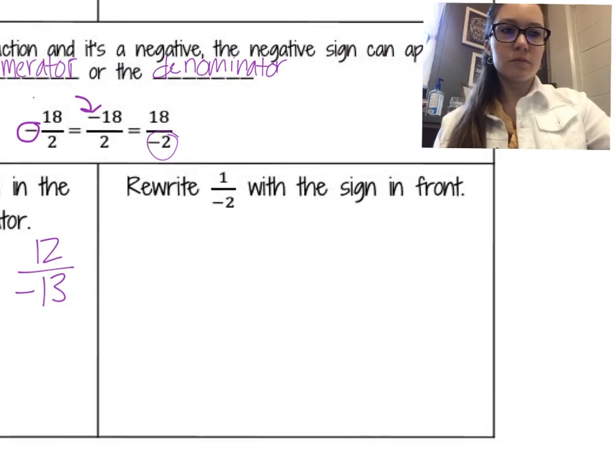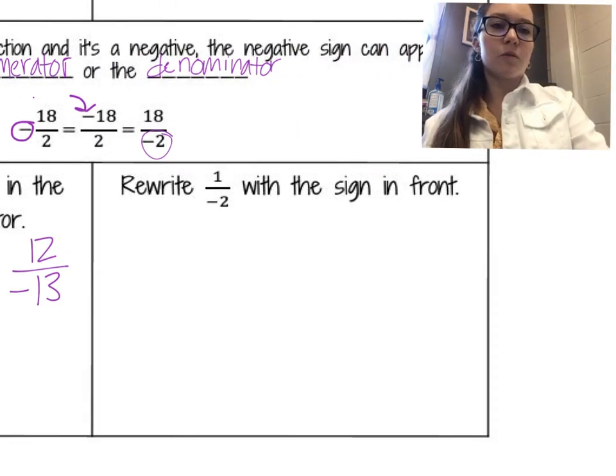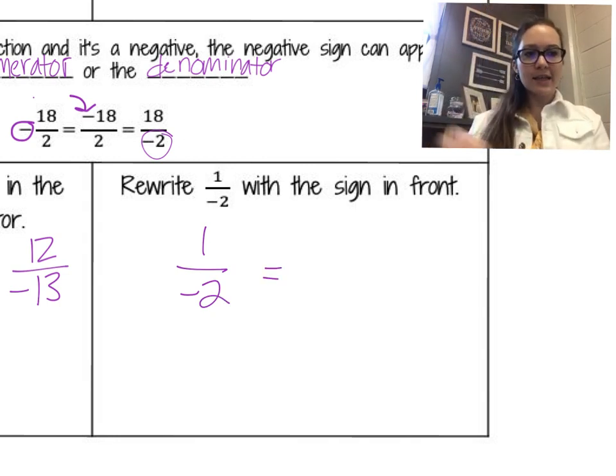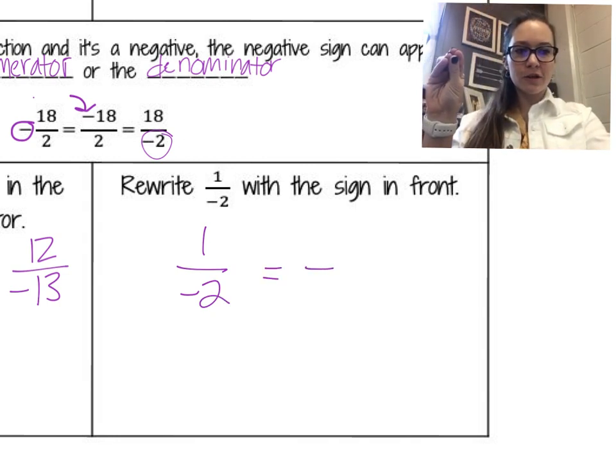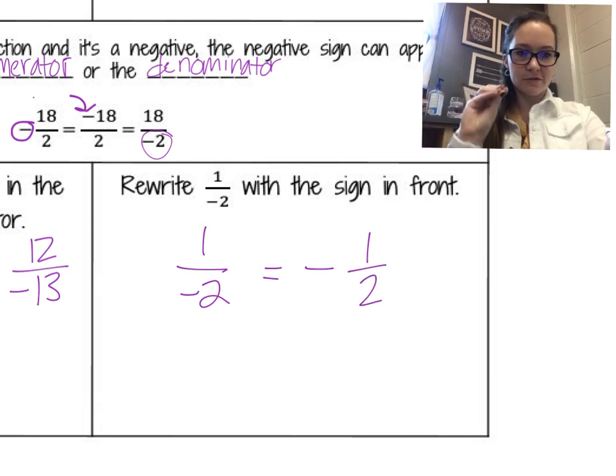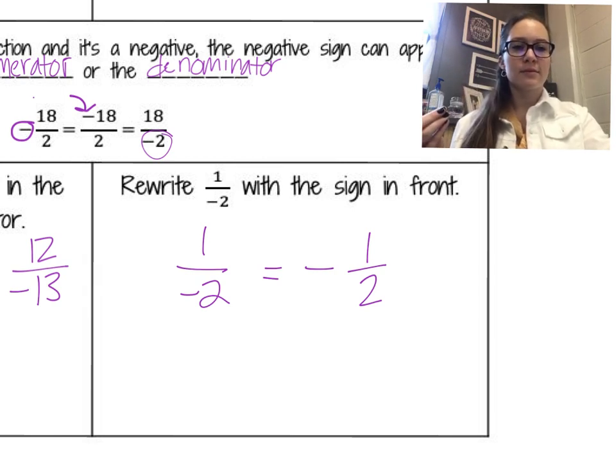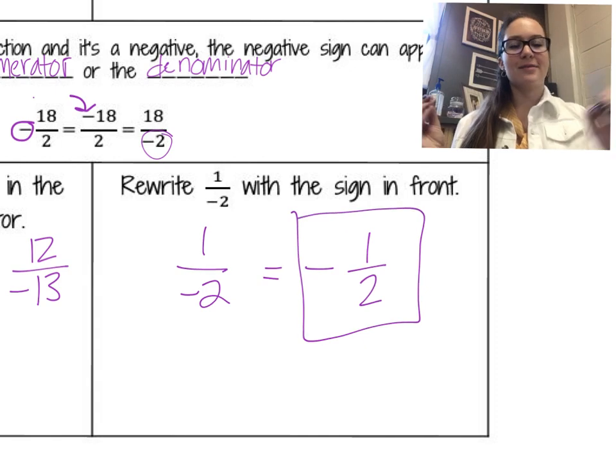Okay. So we have 1 divided by negative 2. And I can take that negative and put it out in front and make it negative 1/2. Which is a little prettier to look at, right? That is just too much going on in my brain. This one is nice and pretty.